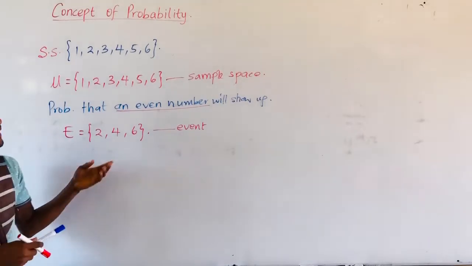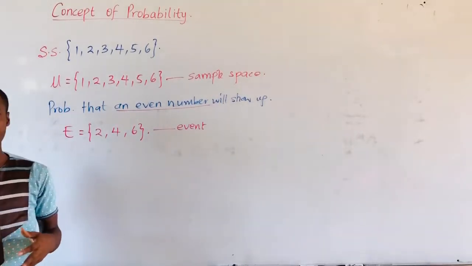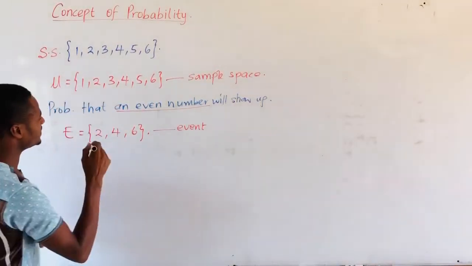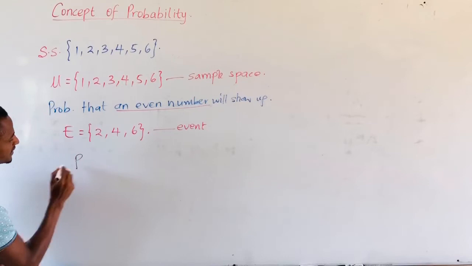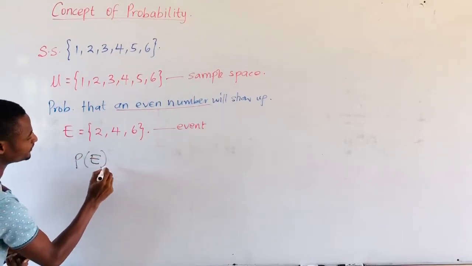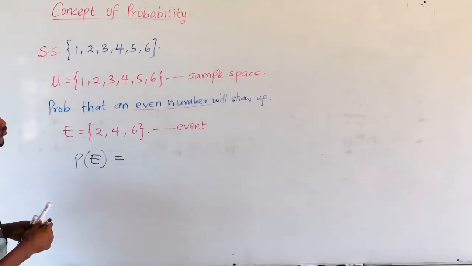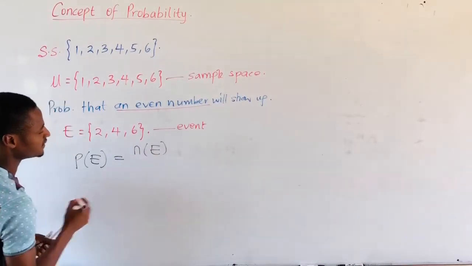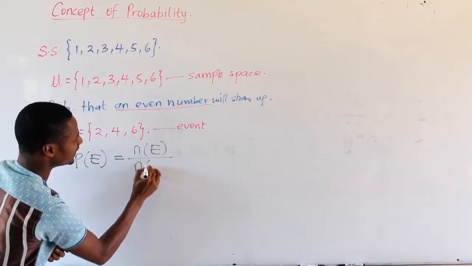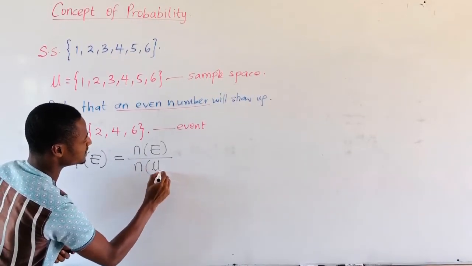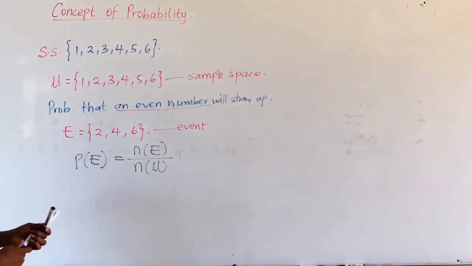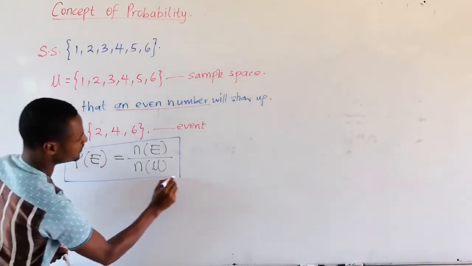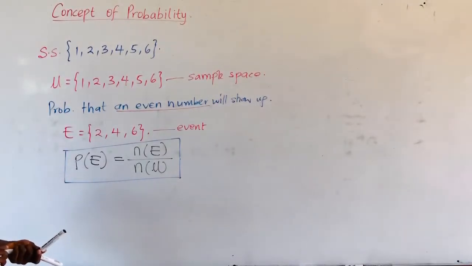With the theoretical or the classical approach to measurement of probability, we say that the probability that an event will occur, which is represented by P(E), is always equal to the number of elements in the event divided by the number of elements in the sample space, which we represent by U. This is the classical approach to the measurement of probability.